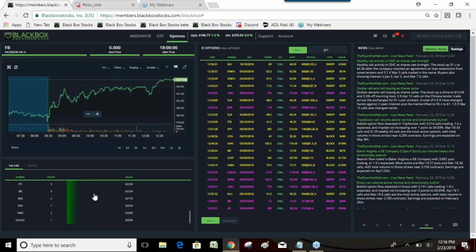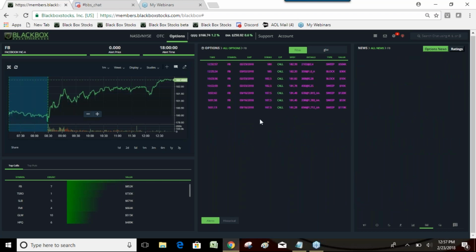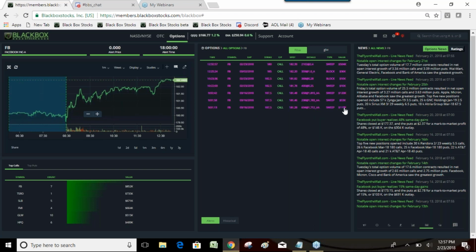Now let me give you an example of one we played today. We followed Facebook. Oh, there it is. So this is what we played, one of the many we played, actually. Right here, above the ask, AA, that's what that means. So this sweep was $119,000 above the ask. Next sweep, 45 seconds later, another 53,000 above the ask.